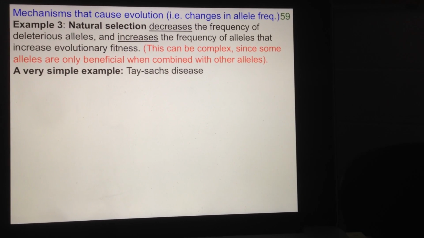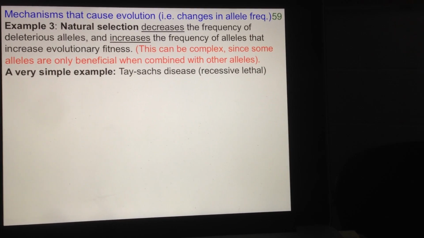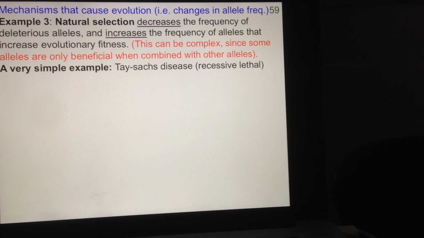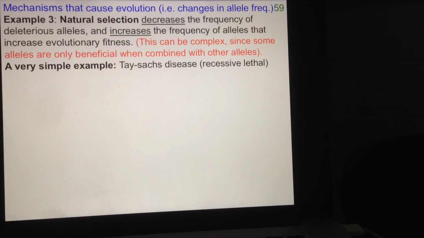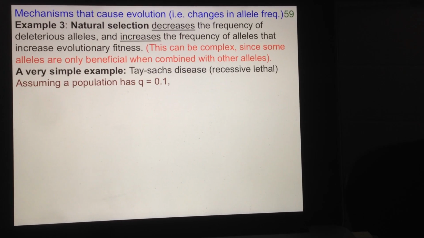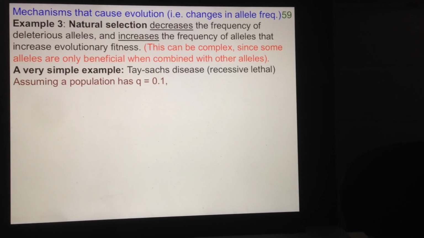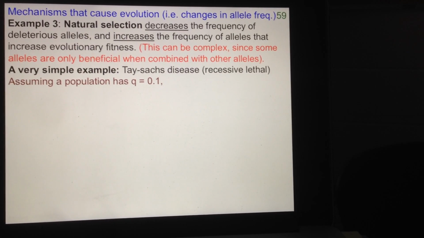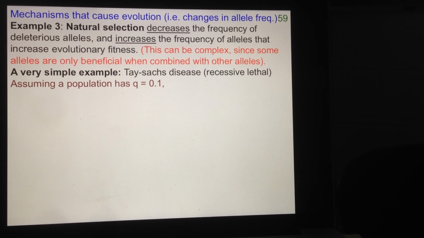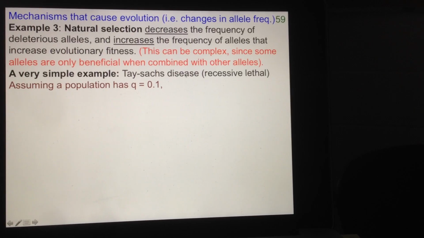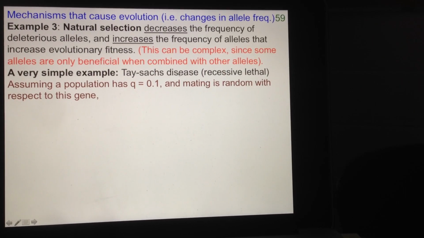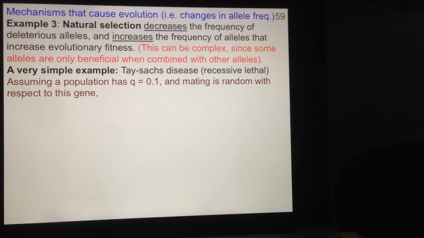Tay-Sachs disease is a recessive lethal allele. So there's nothing wishy-washy about it. If you have two recessive alleles, you're dead. It doesn't matter what other alleles you have. So assuming that a population has a q of 0.1, meaning the frequency of this bad recessive allele in the gene pool is 0.1, let's assume that mating is random.